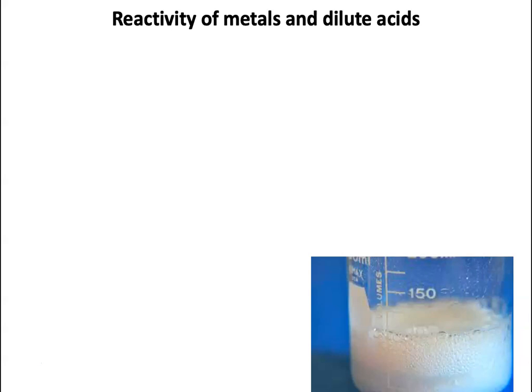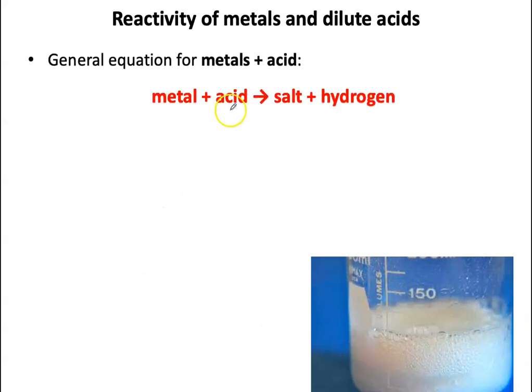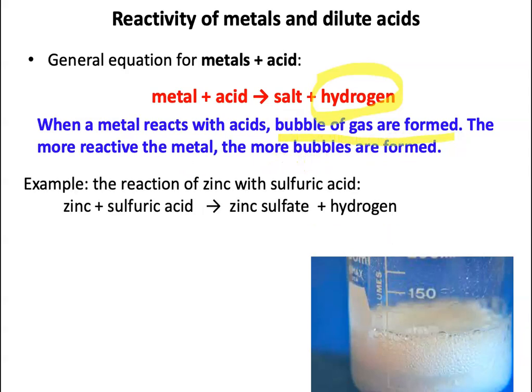Reactivity of metals with dilute acids. The general equation is metal plus acid will produce salt and hydrogen. Really important here. Some of these we have studied in the topic of acids. So please note, when metals react with acids, bubbles of gas are formed, and that's hydrogen. So that is your observation.